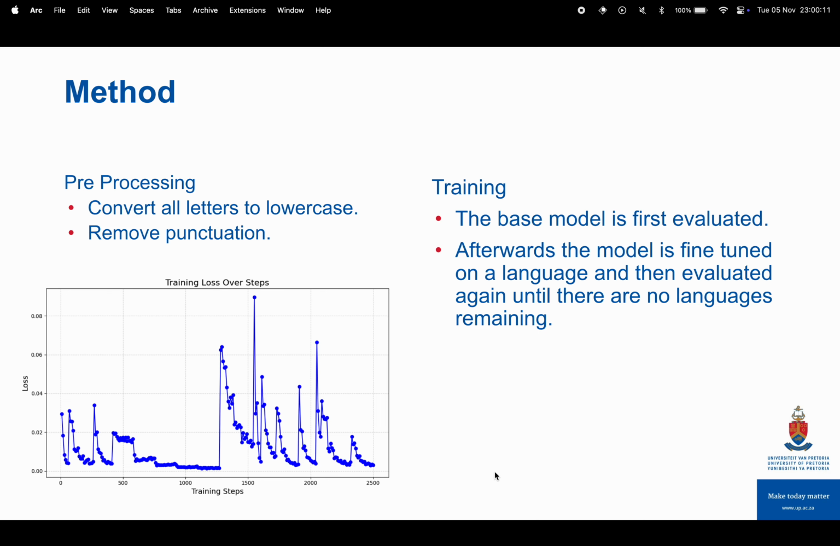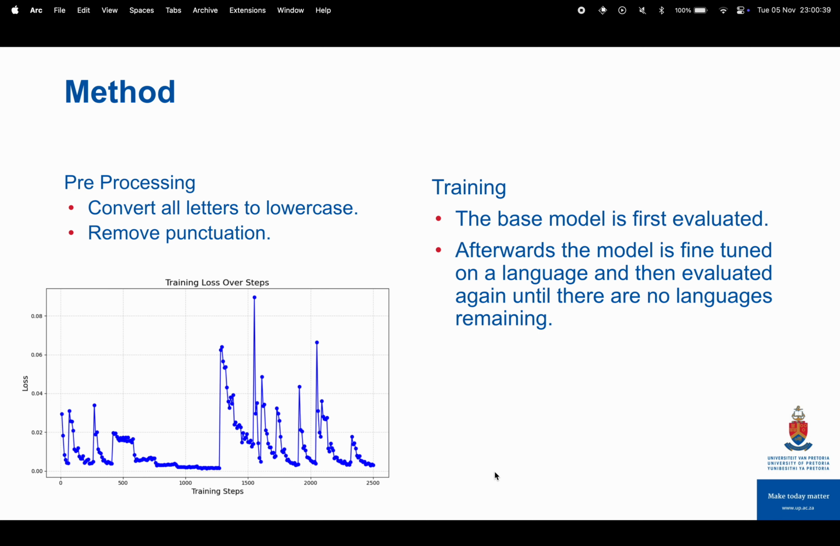The method I did for this was, first, I pre-processed my data, in which I converted all letters to lowercase and removed punctuation. There is usually more pre-processing done, such as removing stop words and stemming or lemmatization, but due to the fact that you cannot easily do such things for other low resource languages, I decided to go for the bare minimum and keep all languages equal.